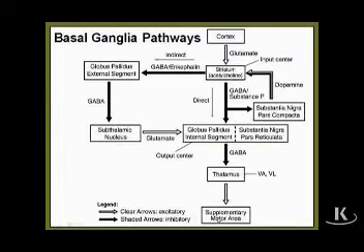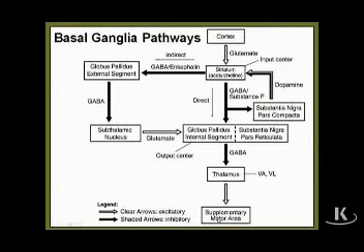So in summary, we can say that the direct pathway drives the motor cortex, promoting the initiation of a desired movement. The indirect pathway mainly functions to suppress unwanted movement.